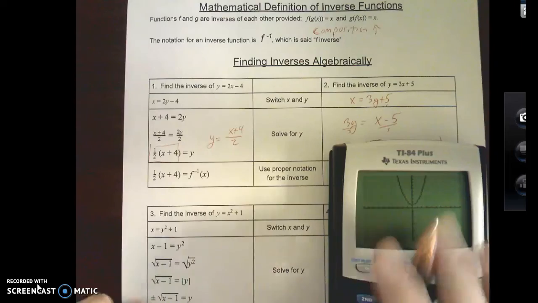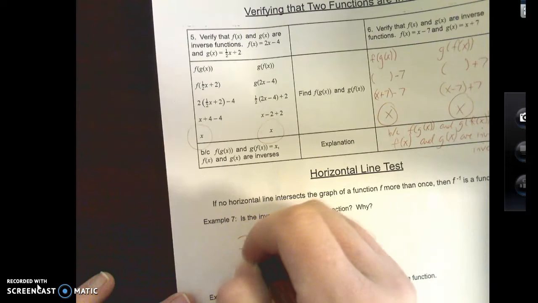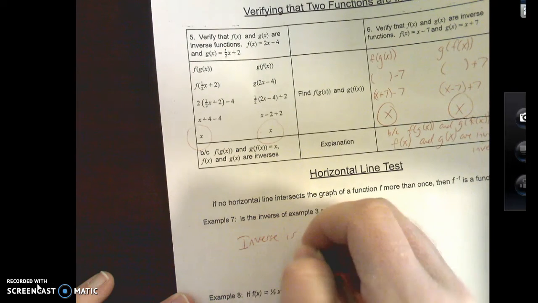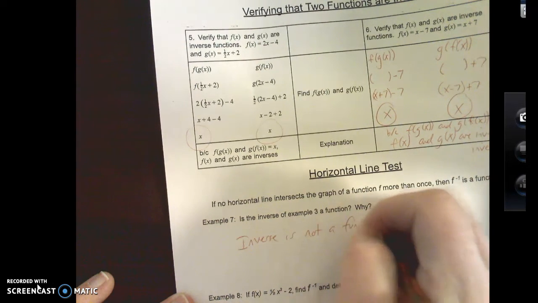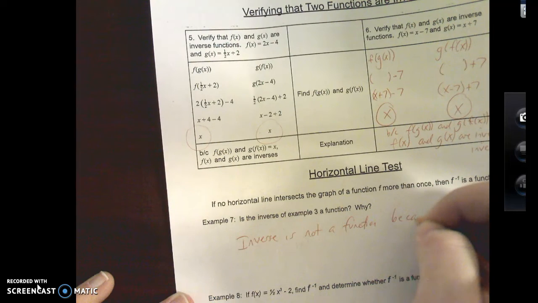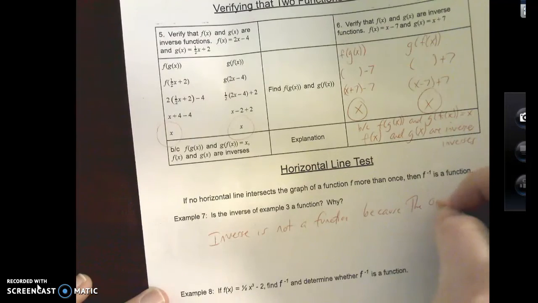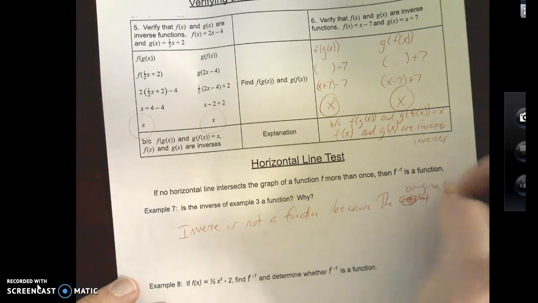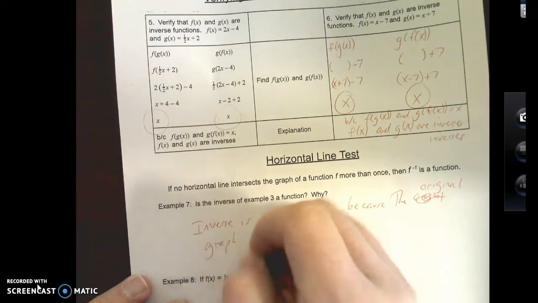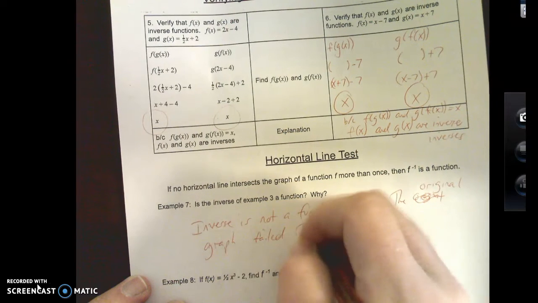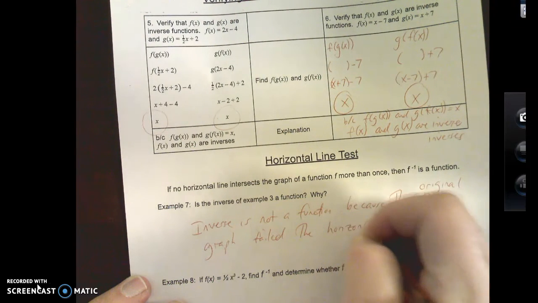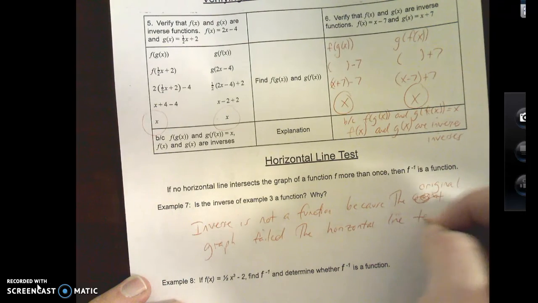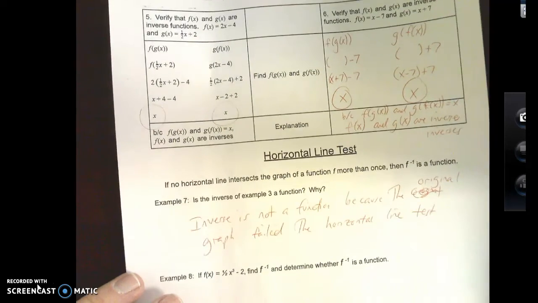Since it does, we can now say that the inverse is not a function, because the original graph failed the horizontal line test. Man, I cannot write today. My apologies. Okay. Very good.